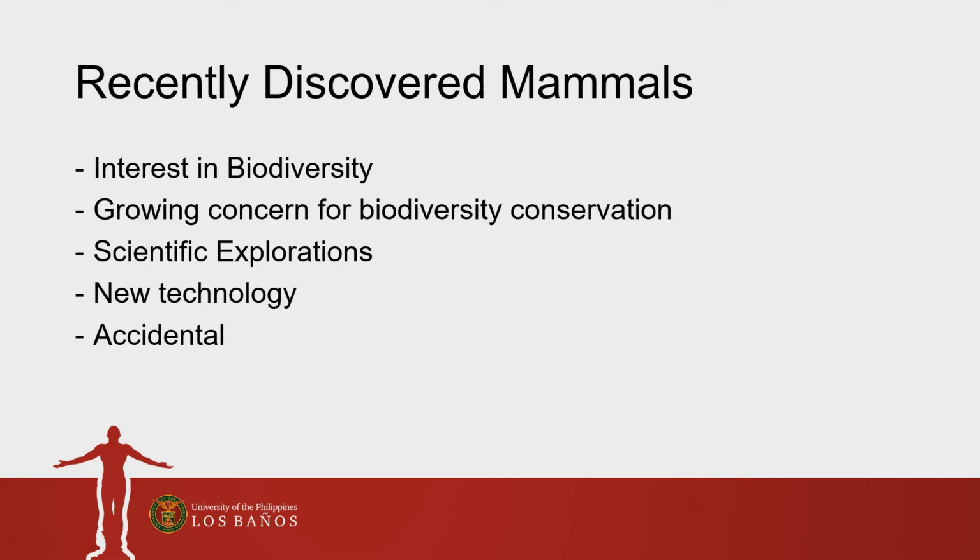We may have lost some species, but new mammal species still continue to be discovered. Or more appropriately, species new to science continue to be described for the following reasons: interest in biodiversity, growing concern for biodiversity conservation, scientific explorations, new technology, or purely by accident.